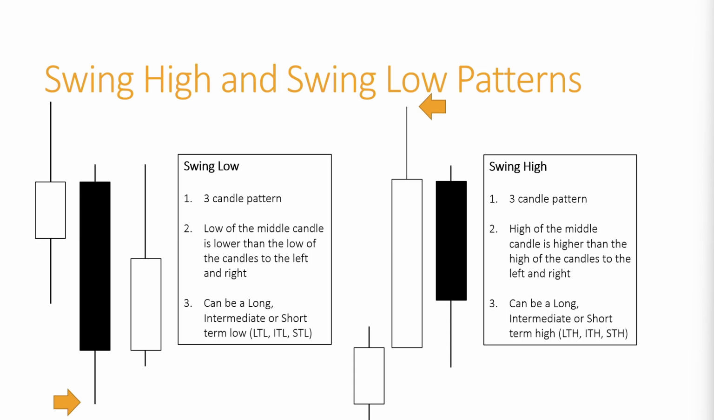We've covered this in previous lessons, but it's an important thing to remember as we go in and start to talk more about market structure. We have both swing high and swing low patterns, and both of these are 3 candle formations. With a swing low, we have 3 candles, and the low of the middle candle needs to be lower than the lows of the candles on each side of it. A swing high pattern is just the reverse: again a 3 candle pattern, but the high of the center candle needs to be higher than the highs of the candles either side of it.